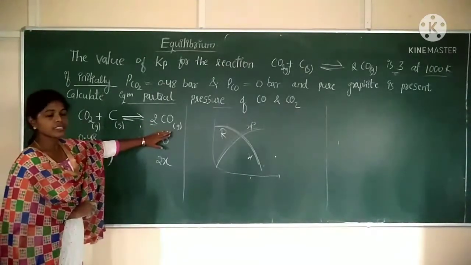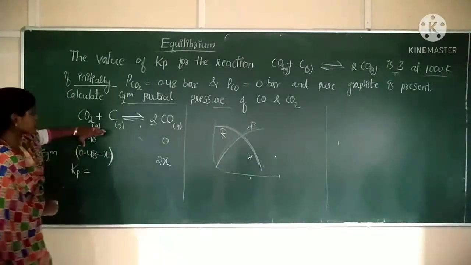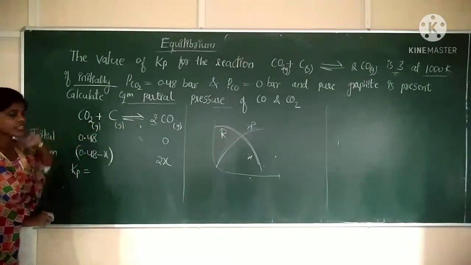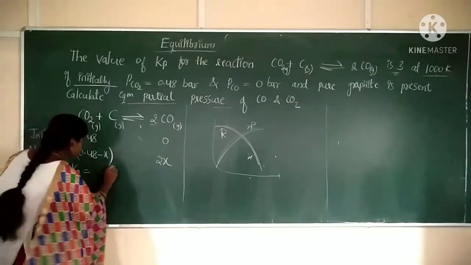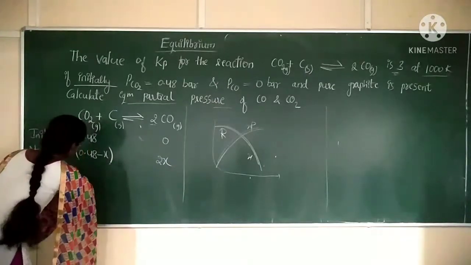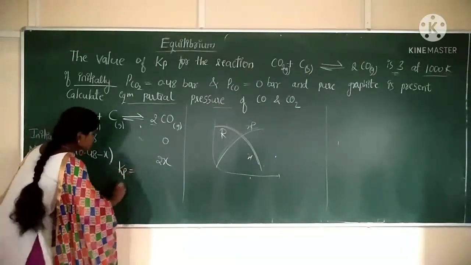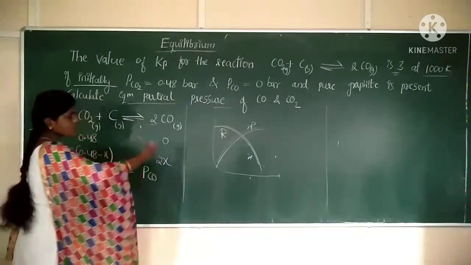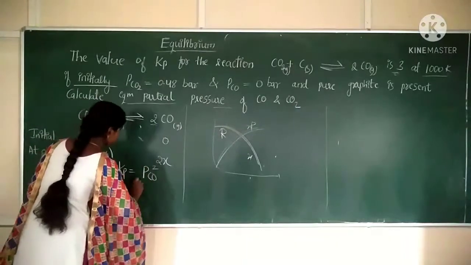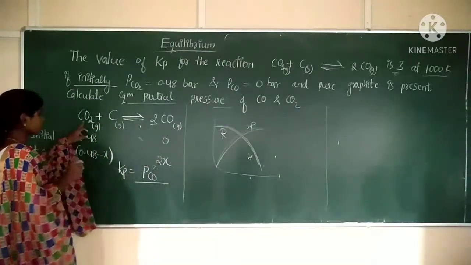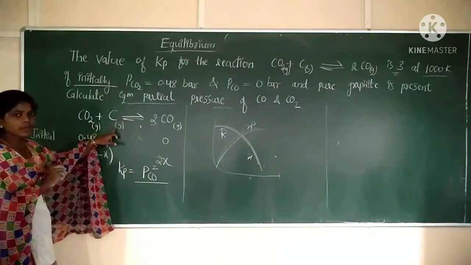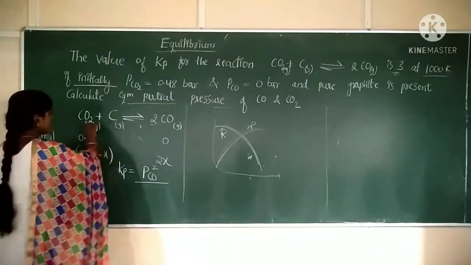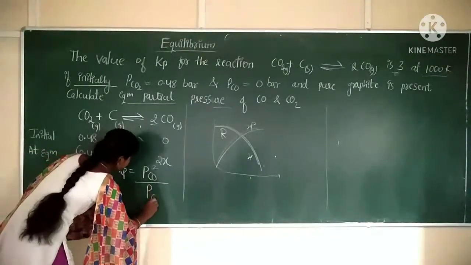Partial pressure of product divided by partial pressure of reactant. So write Kp is equal to the partial pressure of CO. What is the coefficient? 2. The coefficient must be converted into what? Power. Divided by what is the other? What are the reactants? CO2 and carbon. But I am not taking carbon because it is present in which state? Solid state.